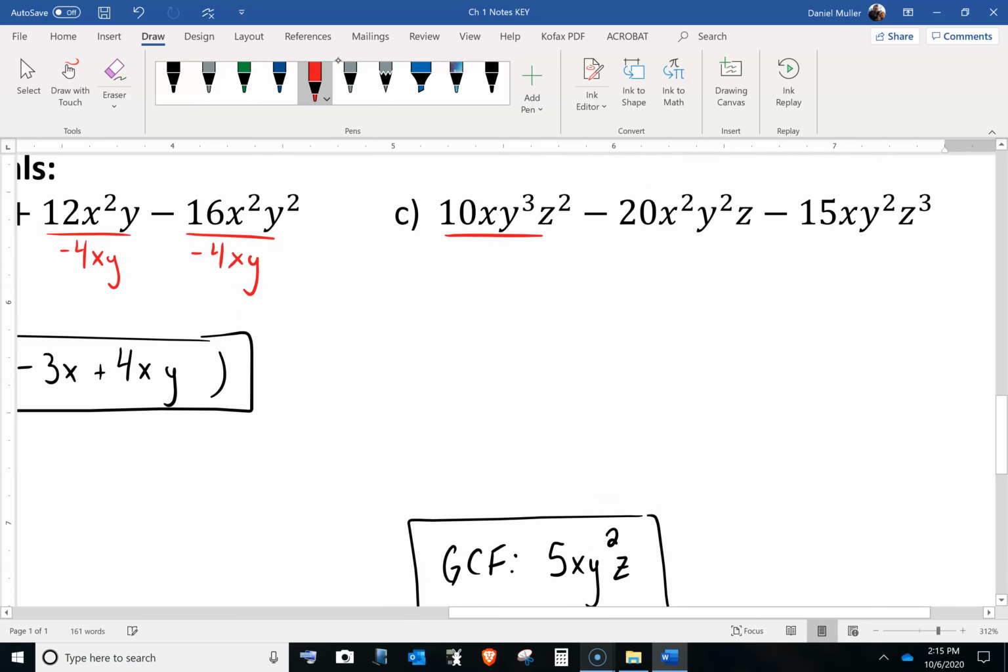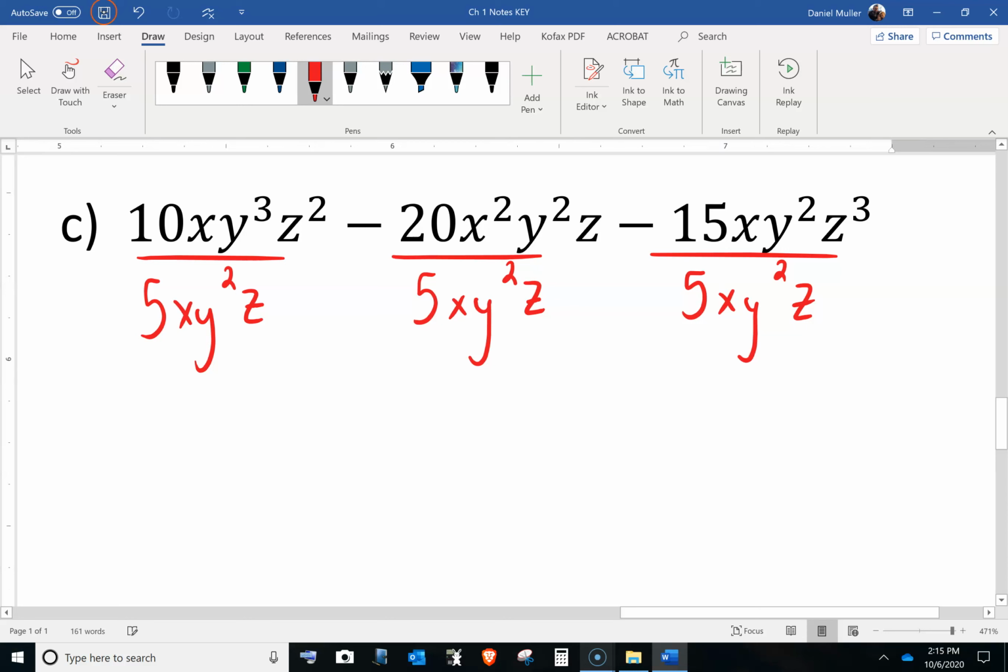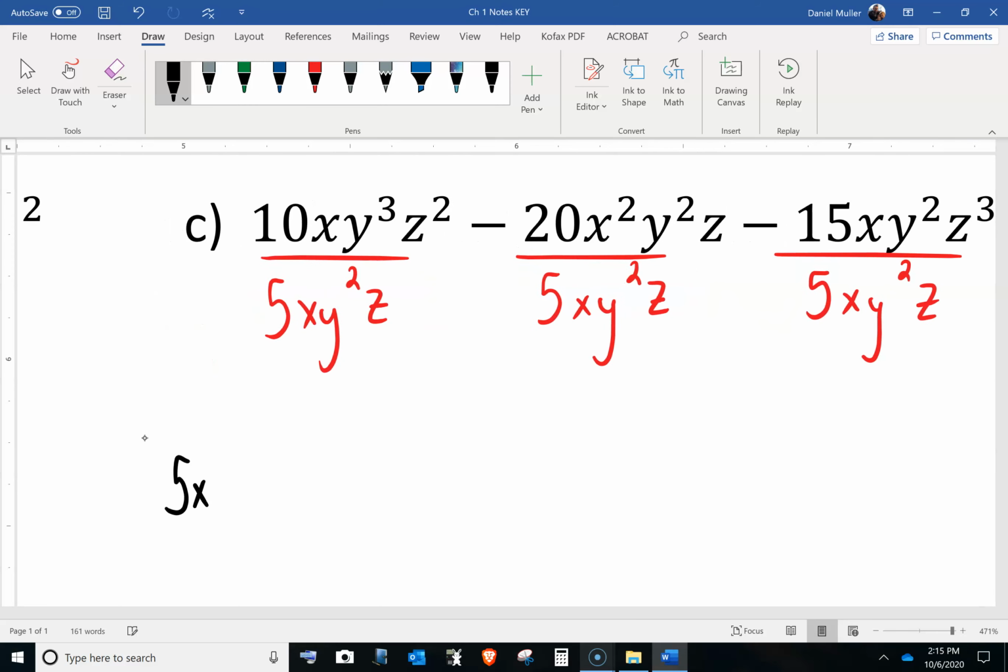5xy^2z, so I'll divide all of these by 5xy^2z, 5xy^2z, and another 5xy^2z. So now I can go here. Oh, I forgot, I've got to write out the 5xy^2z out in front of all of this.